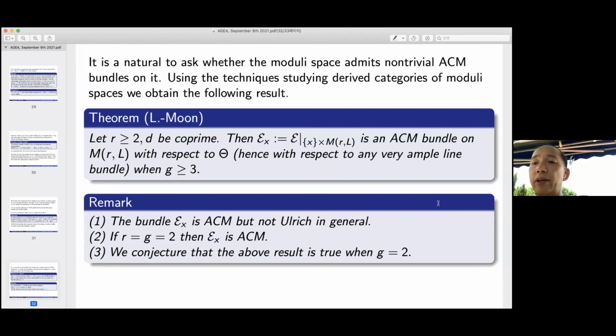Can I ask another quick question? You look at the symmetric product of a curve and the moduli space of bundles. How about the moduli space of bundles of different rank? Are their derived categories related? The moduli space of a different rank, you mean rank 2 bundles and rank 3 bundles, something like that? Yes.